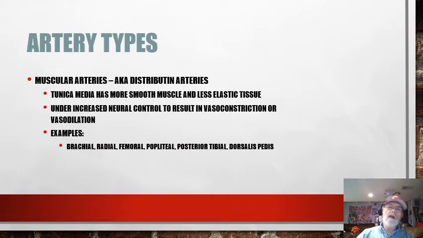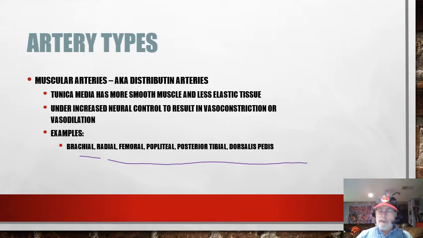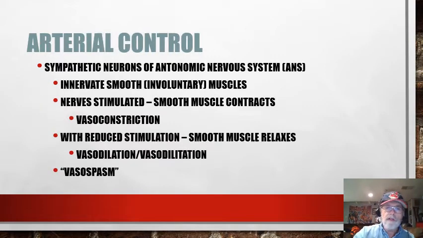Okay, arteries that we see are the brachial, radial, femoral, popliteal, posterior tibial, dorsalis pedis. We'll talk about these. These might be brand new names to you. We'll talk about these names in the lab when I give you a few more ideas about how the individual names of various vascular structures, I think, are important to know.